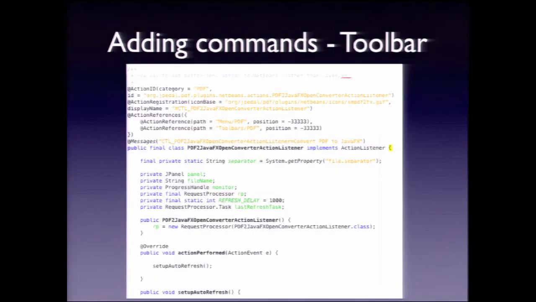Okay, toolbar. Same again. Annotations. Position, the annotation's slightly longer because it also allows me to have a graphics. So I've got a GIF as well. And then I've got the action listener, and I've also got some interesting other NetBeans functionality. So if you look at my constructor at the bottom, I've got an RP, which is a request processor, which allows NetBeans to do all the hard work of updating the system for me, and I can run it in a thread.